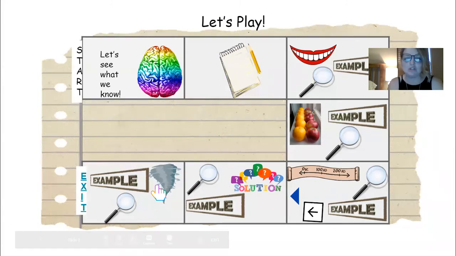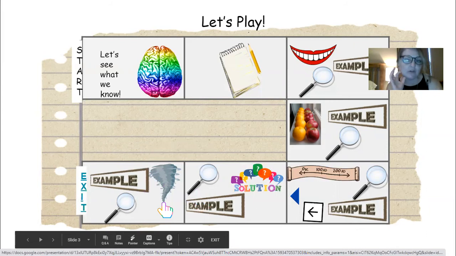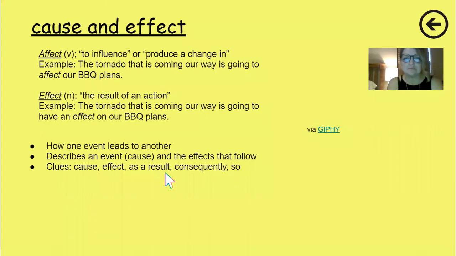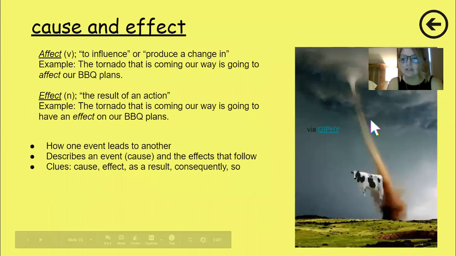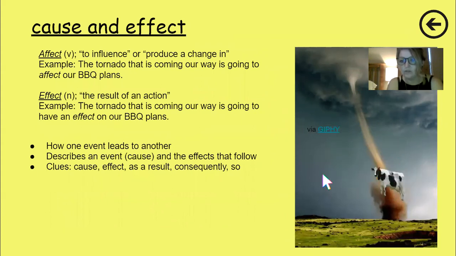We have a picture clue here. Looks like a tornado. Anybody have any clues what the last of the 5 text structures that we're going over is? Let's click on that tornado and see what it says. Cause and effect. And here we have another tornado. And look at that tornado. Look at the effect that tornado is having on that cow. The wind from the tornado.